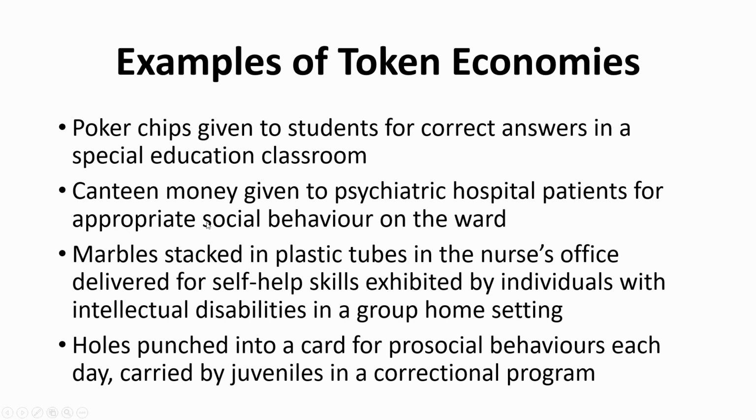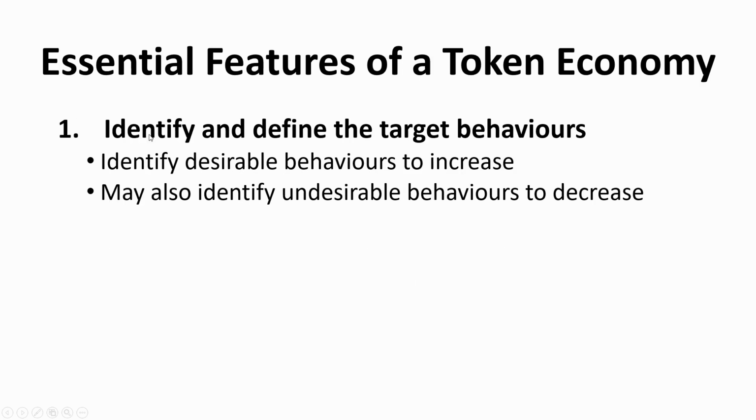Here we have appropriate social behavior as what we're trying to increase. Self-help skills and pro-social behaviors. Those are all the skills that they're identifying and defining so that they can start setting up this token economy. You might also in this stage start identifying undesirable behaviors that you want to decrease. So maybe you're not just increasing good behaviors, maybe you want to decrease bad behaviors.